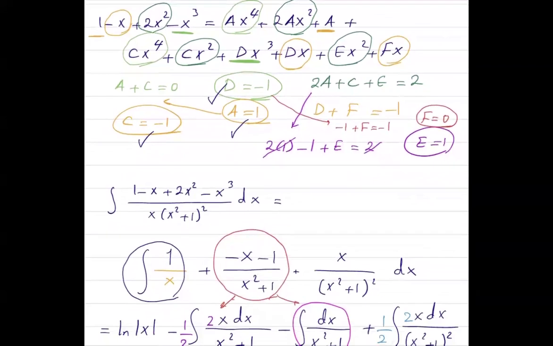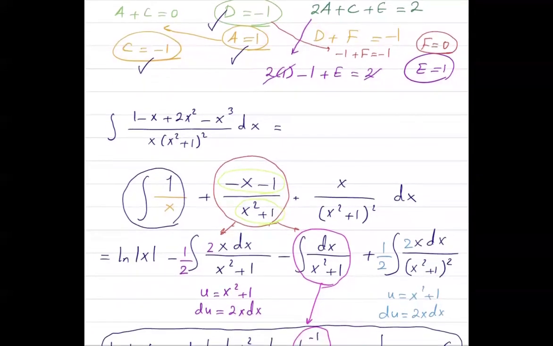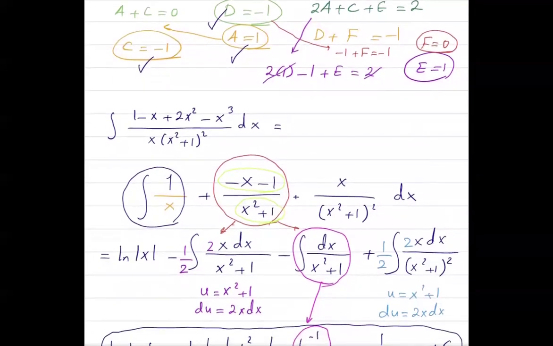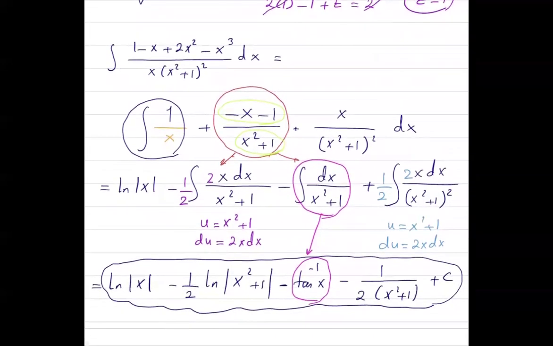So our integral is broken down into other integrals because, for example, negative x minus 1 divided by x squared plus 1 can be broken down into two integrals. One of them is inverse tangent. The other one is u-substitution that we are feeling comfortable working with. So that's how we calculated this integral using partial fractions and u-sub.